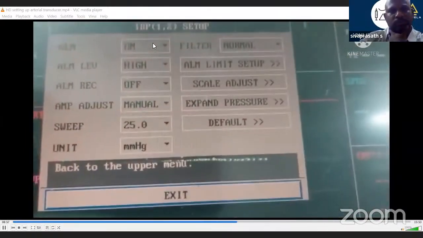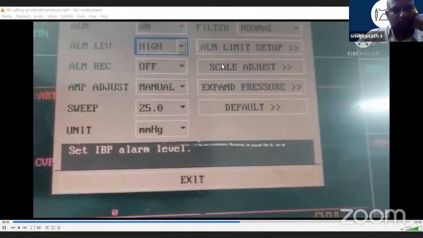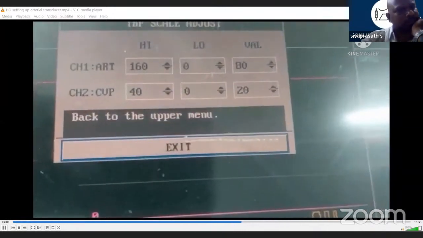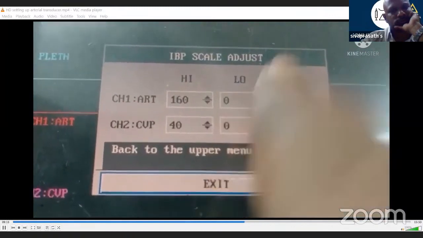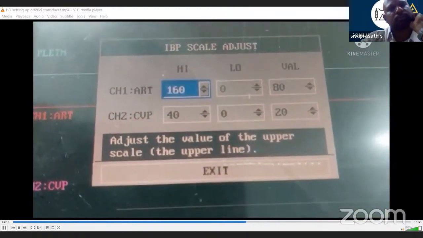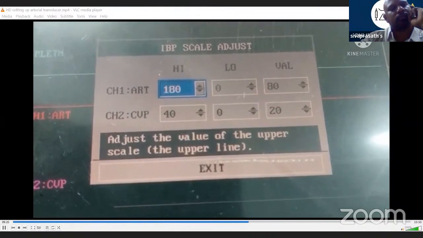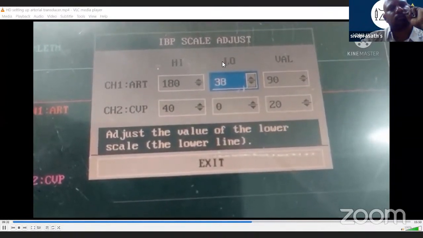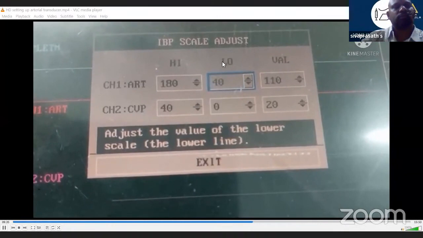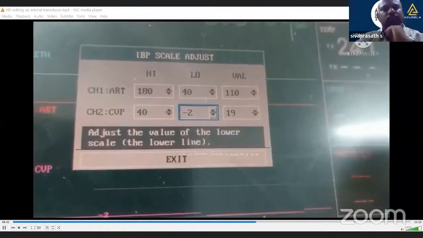So if my patient is hypertensive and the higher limit is 180 or 200, I'll have to go there and adjust the scale. So here, the upper part of the scale for the channel on arterial line is 160 and the lower is 0. I'm increasing the upper part a little bit so that I can see the waveform properly. And the lower limit is 40. So any scale you can set from 0 to 300, or if it is a CVP, you can even set it to negative values also. Proper adjustment of the scale will show you the waveform clearly.